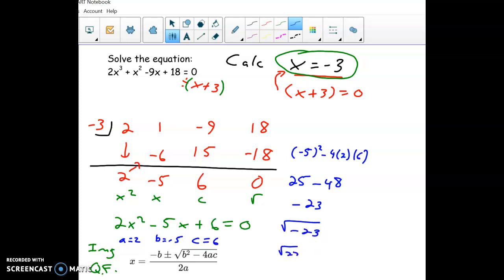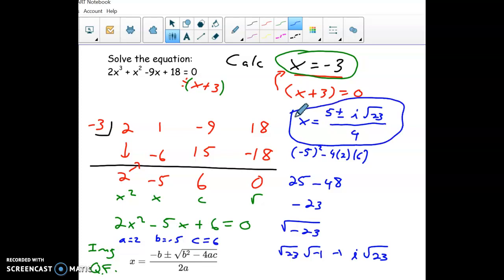So there's no perfect squares for 23, but I can pull off the negative part so that this becomes i root 23. All right, so our other two answers, if I complete my quad formula, I have the opposite of b plus or minus i square root 23 all over 2 times a, which would be 2 times 2, 4. Okay, so that's going to be our other two solutions. Right, so it's kind of a goofy, complex process, but we find our answers on the calculator, divide them out with synthetic division, and then solve what remains.